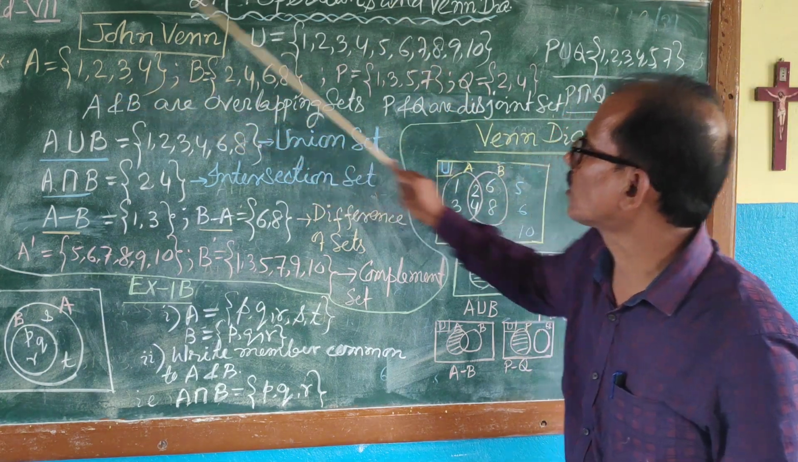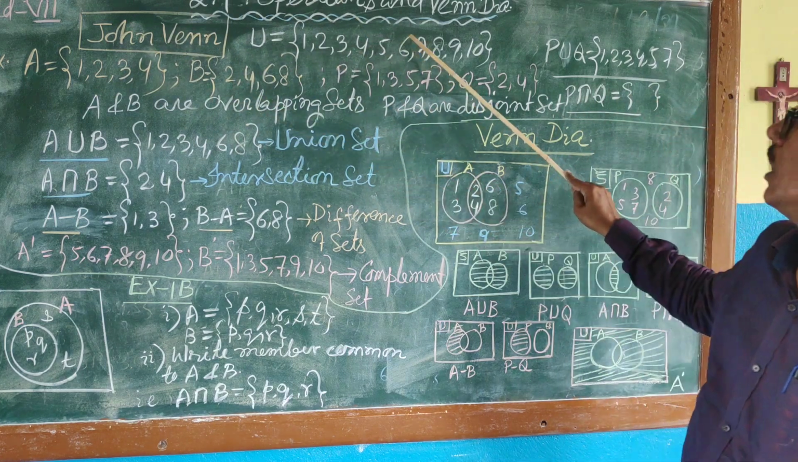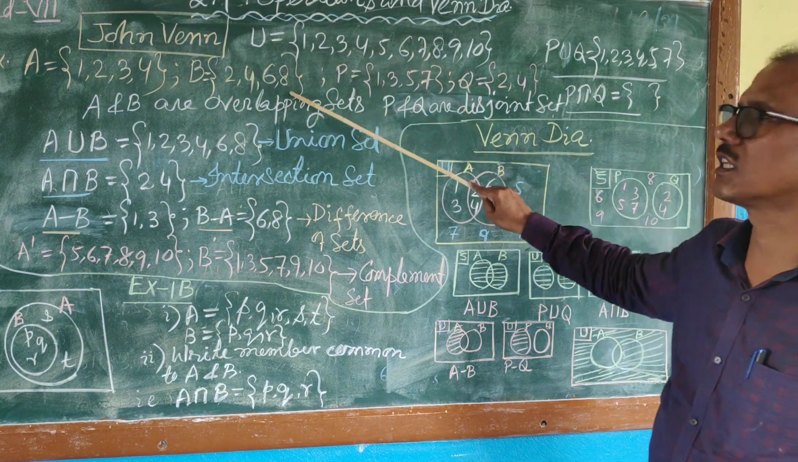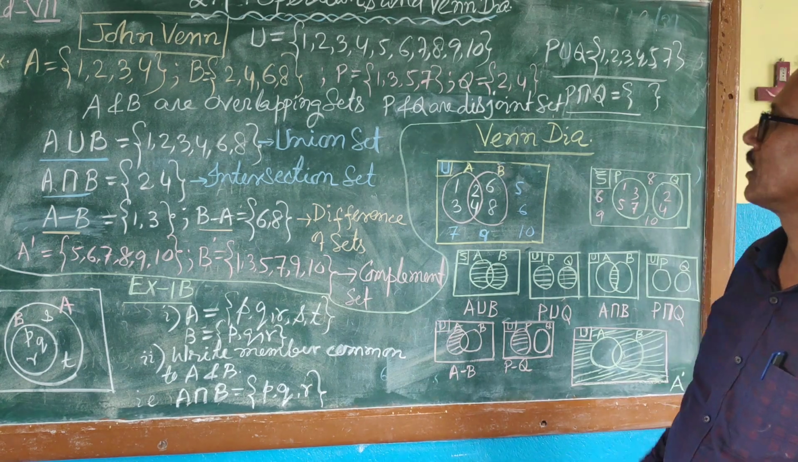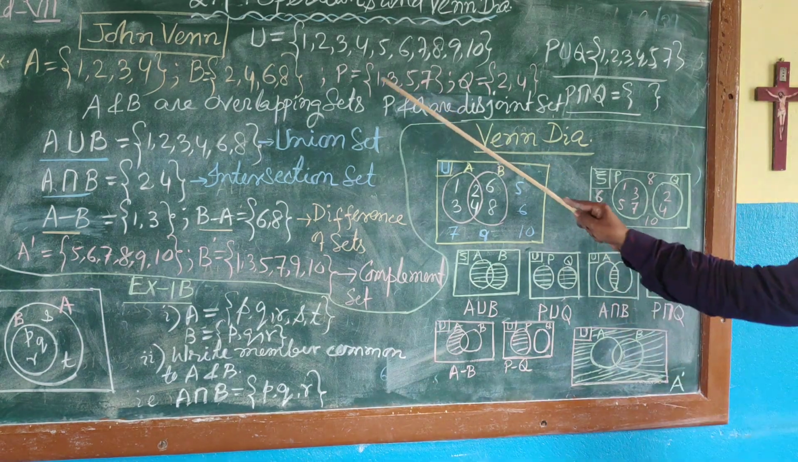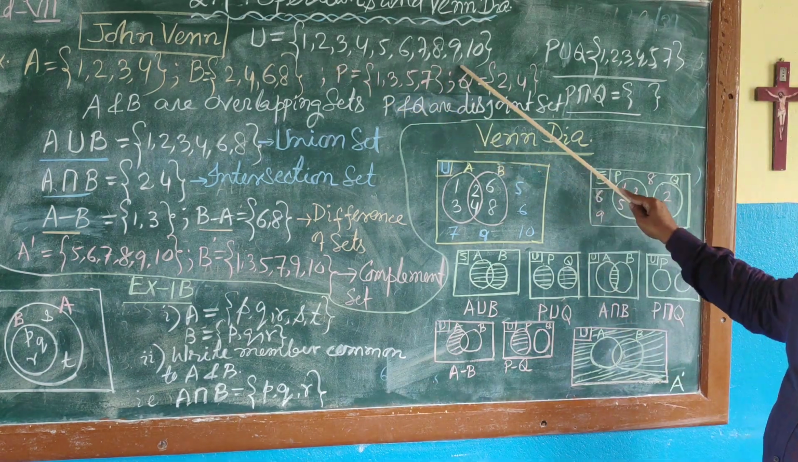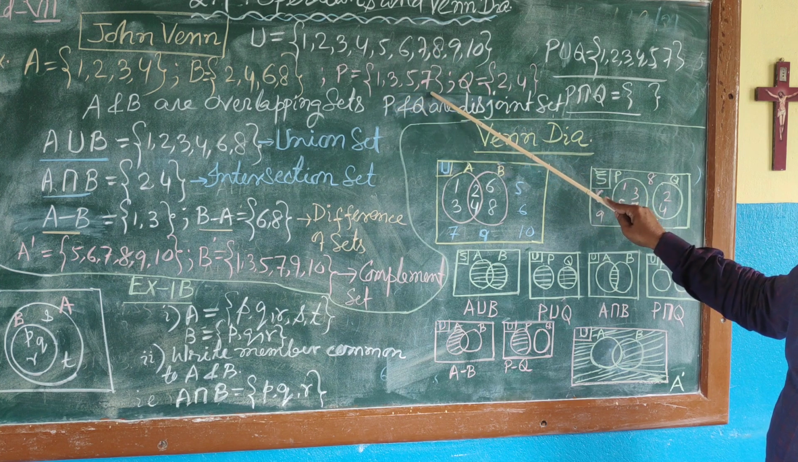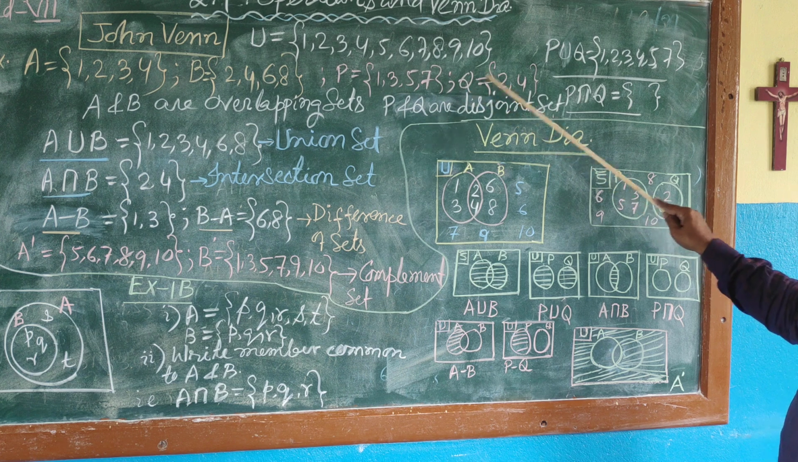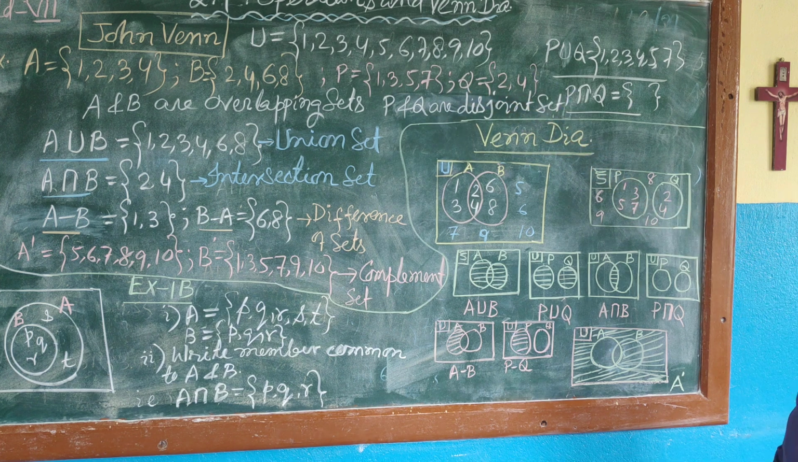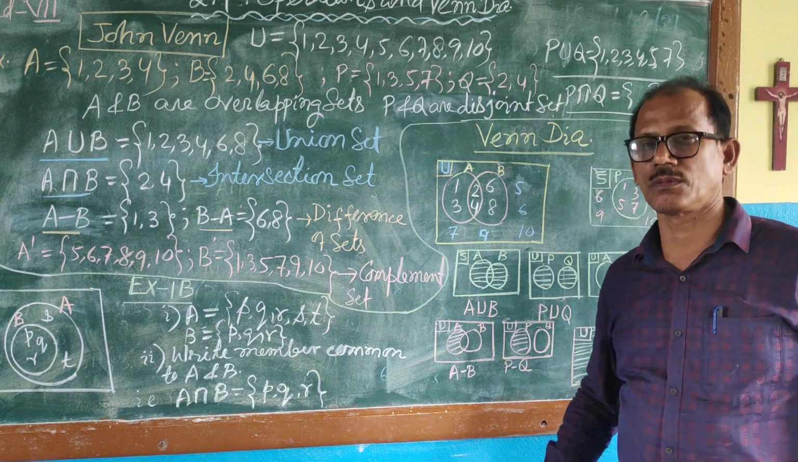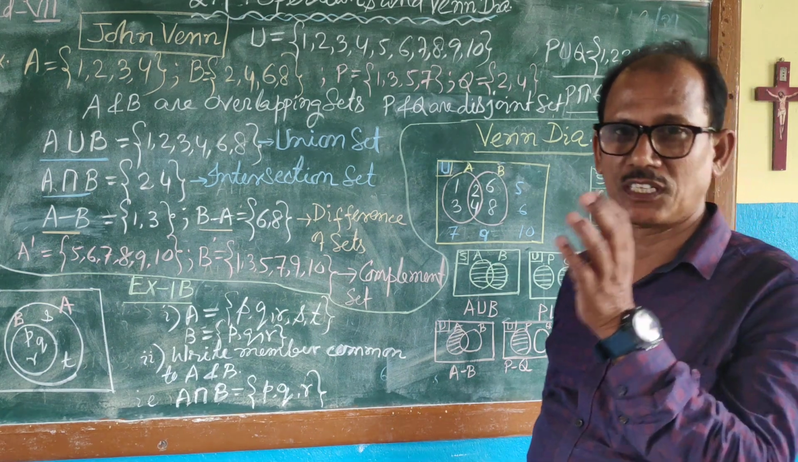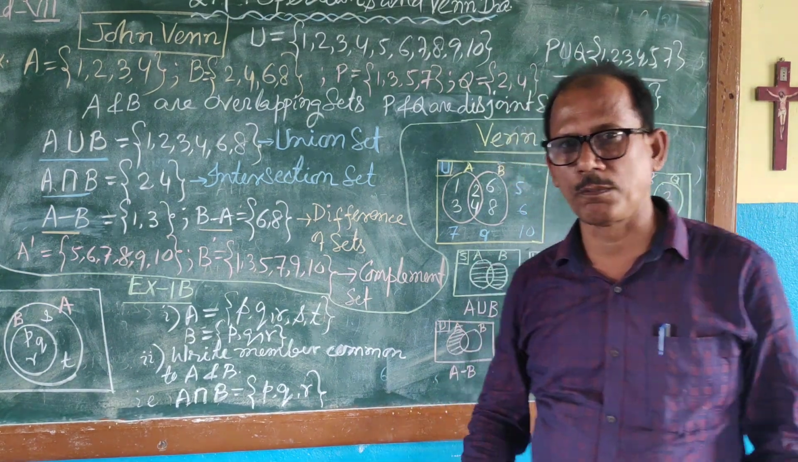So A is a subset of this universal set. B also, all the elements are present in the universal set, therefore B is also a subset of it. Now I have taken two more sets, P and Q, created from this universal set. P is a set where 1, 3, 5, 7 are the elements, and Q is a set where 2 and 4 are the elements. Okay, fine. I will discuss some important aspects of set theory. How will you go for the operations of set theory?